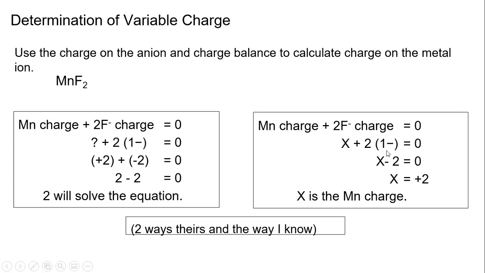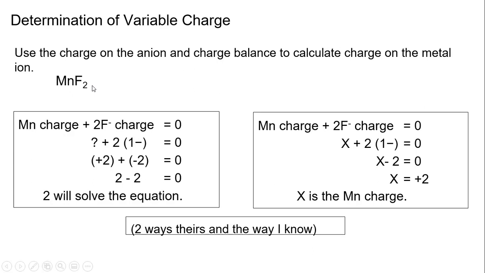So remember, if you add on one side, you have to add on the other side in order to make this 0. So that's what I did. X equals +2. So my charge on the Mn is actually 2. Now you could also crisscross it, and that works in some cases, but not in all.